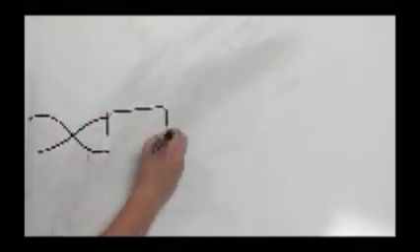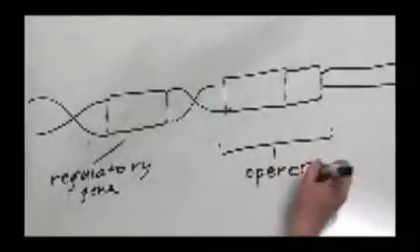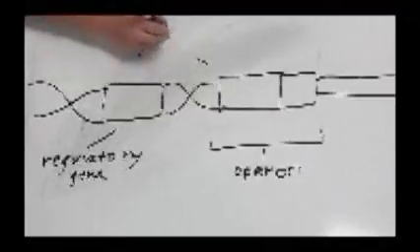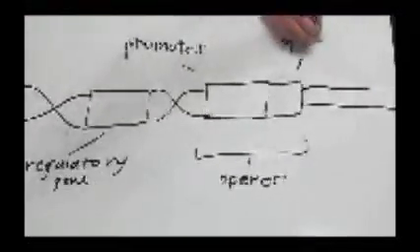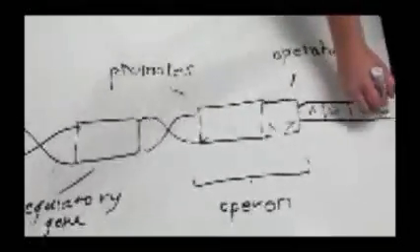Here we have our regulatory gene, which comes before the operon. The operon is composed of a promoter and an operator. After the operator, there are a bunch of genes waiting to be coded. Also, part of the operator is a receptor where you will have a repressor attached later.